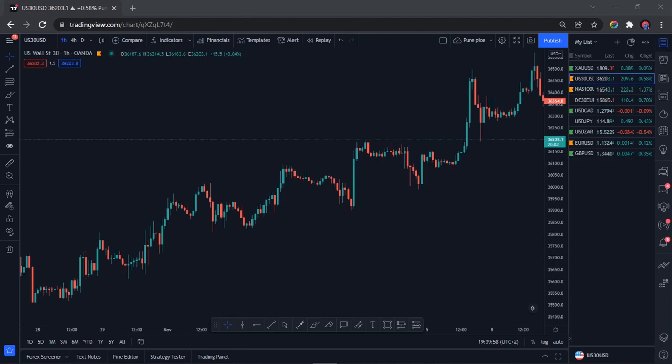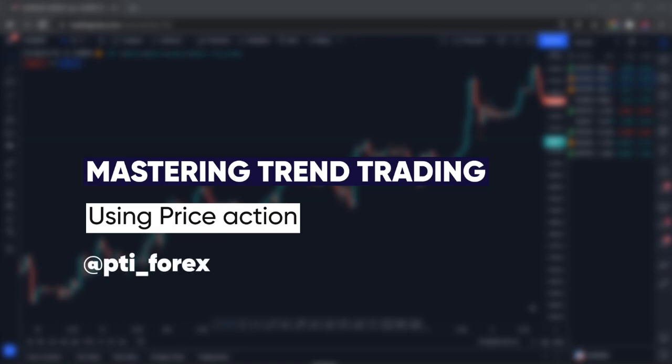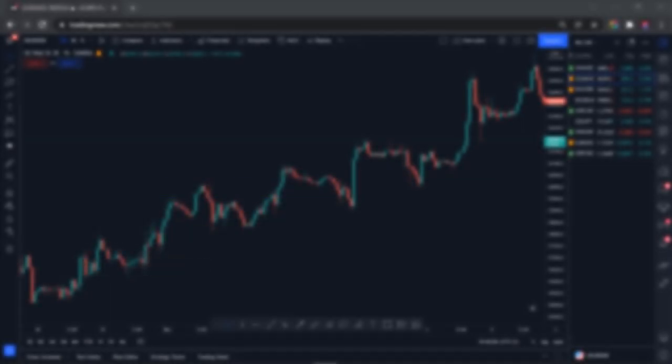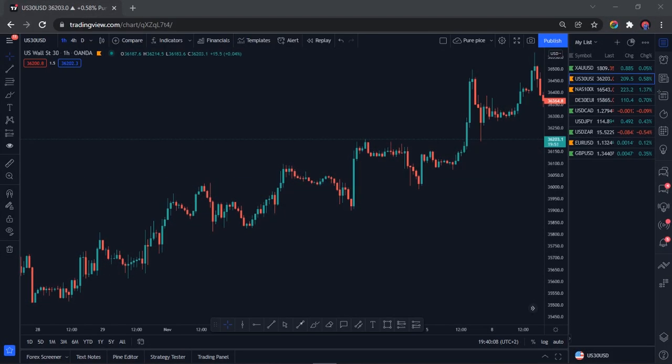So I will be talking about trend trading, how to analyze a trend using price action and how to execute your trades from that particular analysis. There are a few methods and a few approaches that I use when I trade a trend, or a market that is flowing in the manner of a trend.